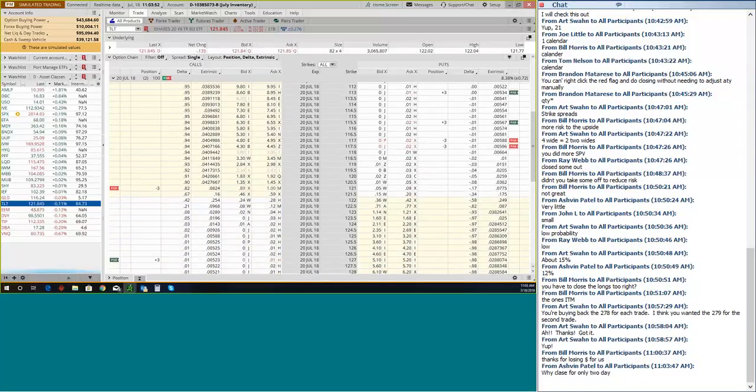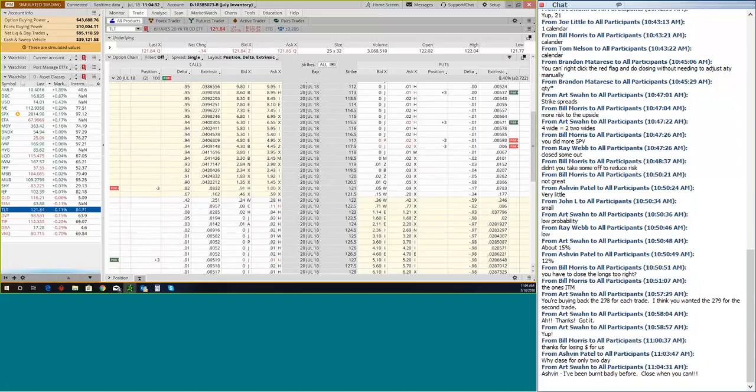Why close for only 2 days? Because 2 days, I don't want the risk of what can happen between now and Friday. Ashwin, you're talking to somebody through experience that has had a trade close Thursday trading at 99% chance of max gain. Close Thursday at 99% chance of max gain and open Friday trading at maximum loss. Right? So I'm speaking from experience on that.